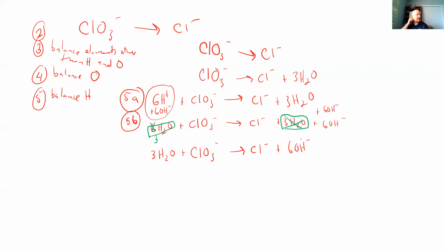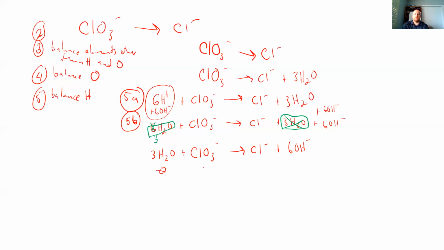So that's one of the keys here: you can balance as you go through, and that's fine if you're just subtracting off superfluous molecules or ions. That's okay. That shouldn't cause any problems. Next thing, we've got 3H2O plus ClO3 minus reacts to form Cl minus plus 6OH minus. So we've got to figure out charges.